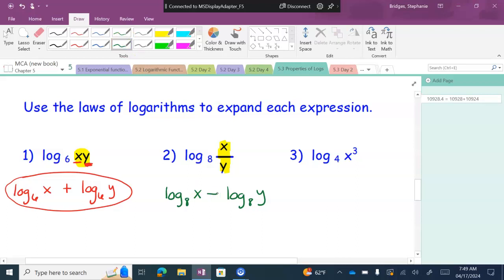And then to just make sure I'm finished, I look at the argument of each one of my logs. Neither one of them have a product, a quotient, or an exponent anymore. So I know I've expanded it as far as I can.